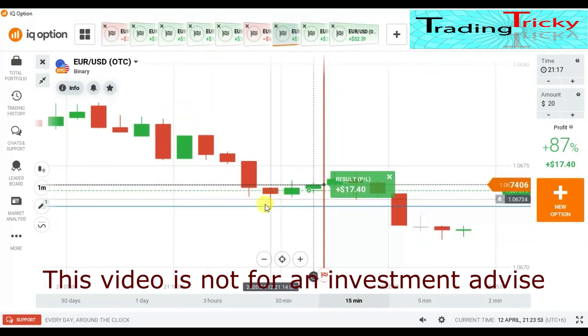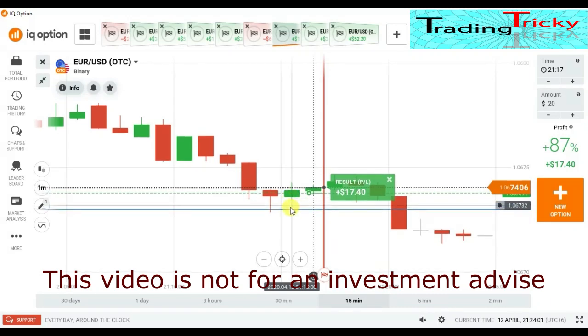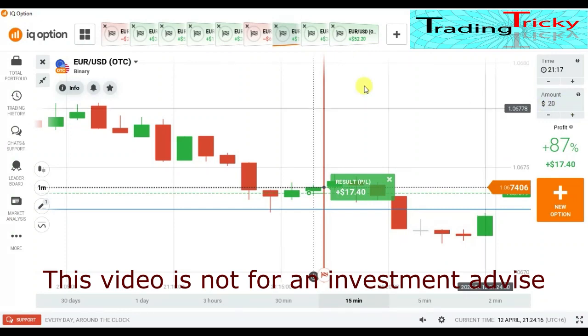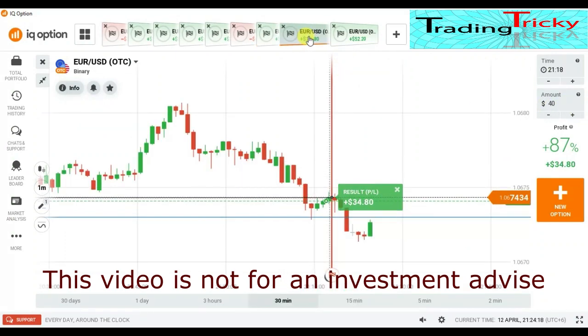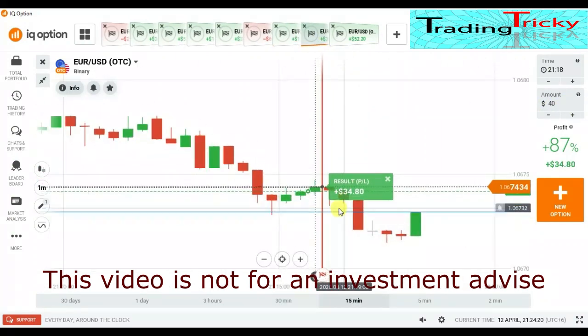I saw that the candle got rejection from the buyers' area, and there should still be a bearish candle, but instead of bearish, I saw a bullish candle, which means buyers want to continue the market. So I placed a higher option again. Now I placed a higher option with $20, and this is my next trade.